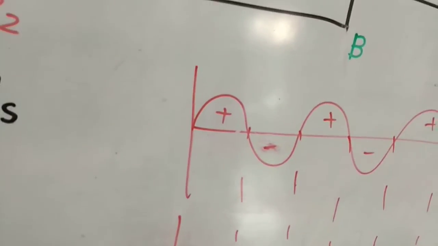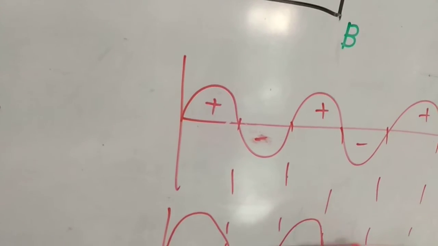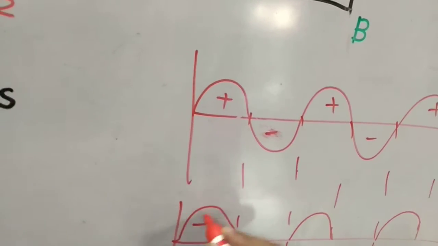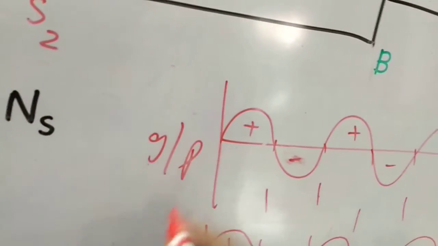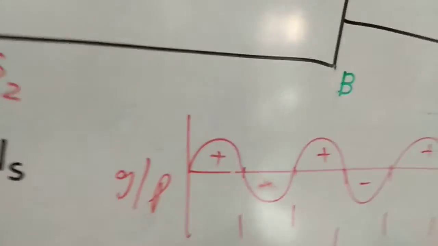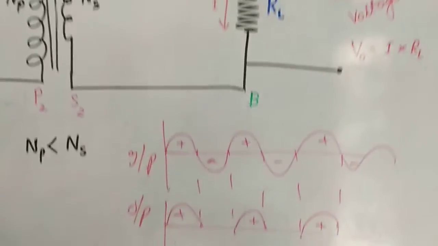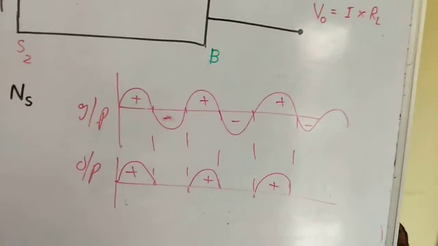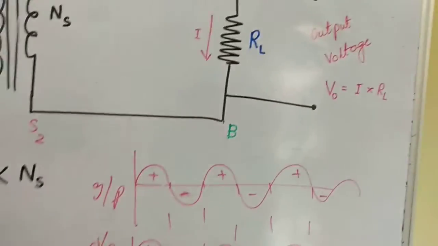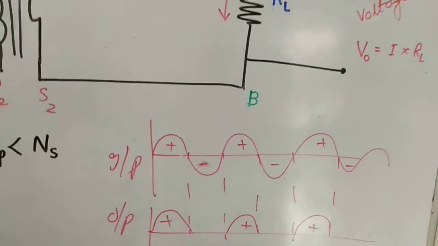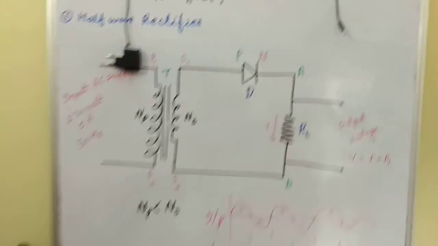So during each positive half cycle, current is flowing through the load resistance, and this is the input and output waveform of half wave rectifier, in which only half wave is rectified, and during the negative signal it does not conduct current. So this is about the half wave rectifier.